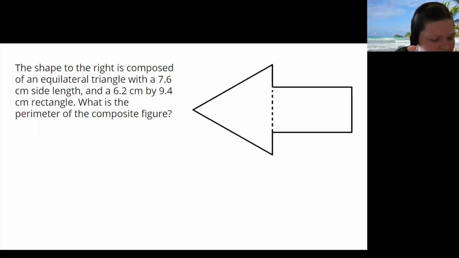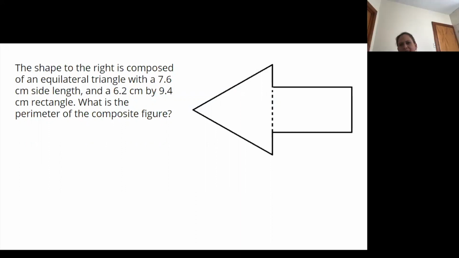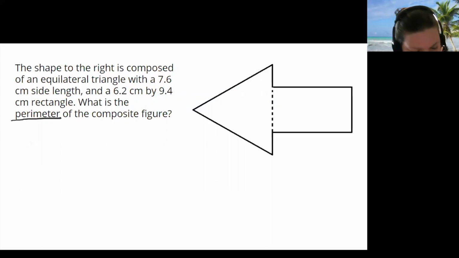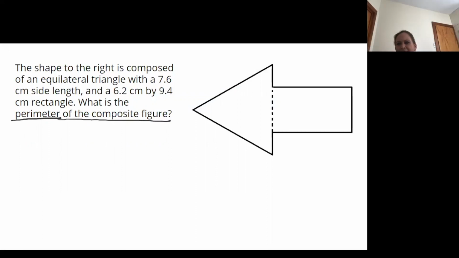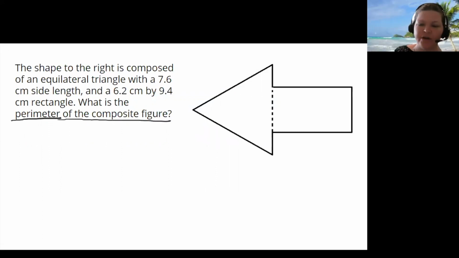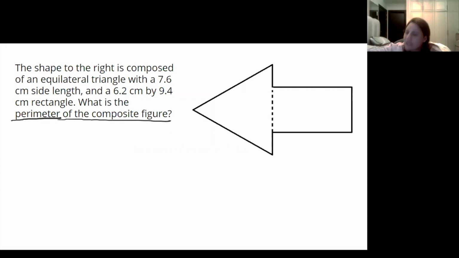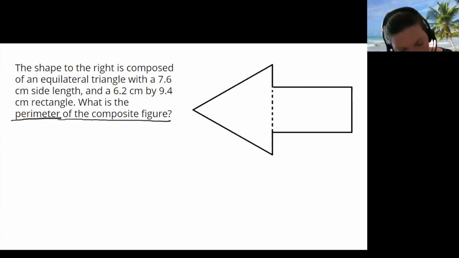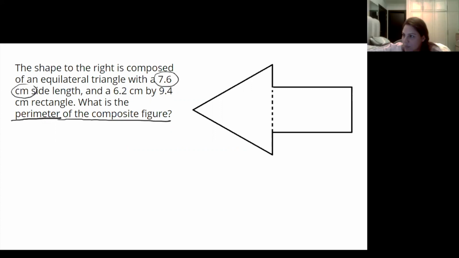All right, what are they asking me to do or to find? The perimeter. And the perimeter of what? Composite figure. Of the composite figure, the whole thing. Beautiful. Any thoughts? The equilateral triangle is 7.6. So these two sides are 7.6 and 7.6.